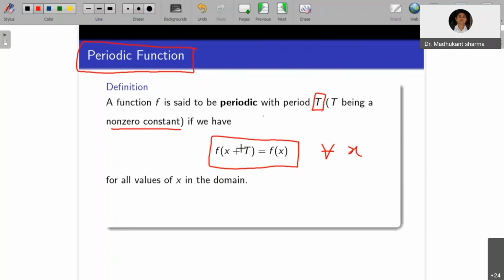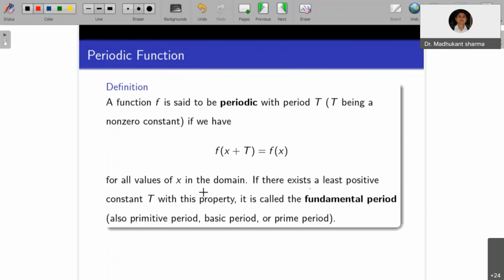Okay, that will say as a period. So if there exists a least positive constant, that supports my statement that you are going to choose the smallest one, the optimal one. So if there exists a least positive constant t, since period is always a positive one, with this property, it is called the fundamental period. That can also be named in this fashion as well: fundamental period, also known as primitive period, basic period, or prime period. So there are several synonyms for this.